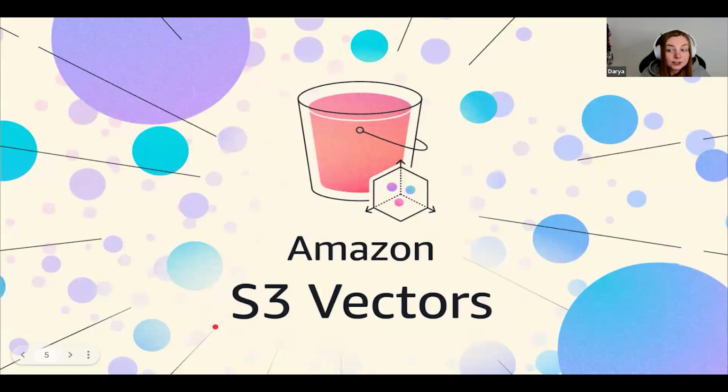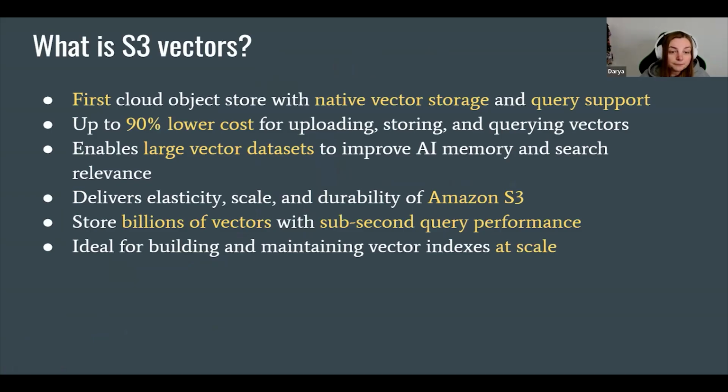So let's introduce S3 vectors. Probably some of you already heard about them. Probably some of you already played with them. Essentially, it is the first cloud object store with native vector storage and query support. In a nutshell, if you imagine the elasticity, scale, and durability of Amazon S3, and you join these qualities of S3 with vectors, you will receive S3 vector storage.